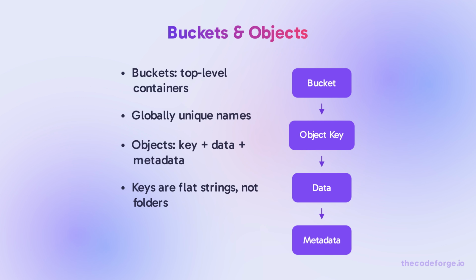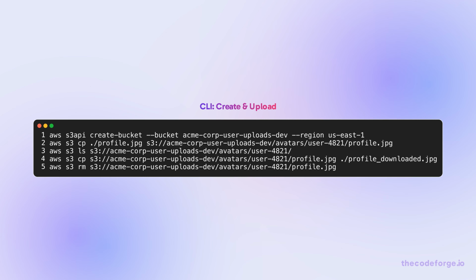Simple Storage Service has two building blocks, buckets and objects. A bucket is a named partition of storage. An object is any file with a key, data, and metadata. Keys look like file paths but are actually flat strings. There are no real folders, just prefixes. Here's how to create a bucket: upload a file, list objects with a prefix filter, download, and delete. Note, US East one does not need a location constraint, every other region does.